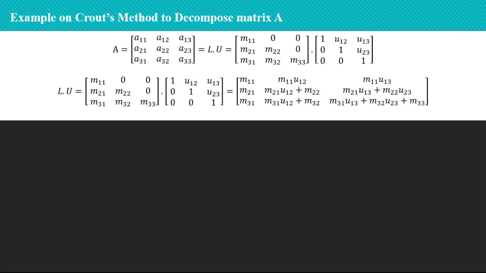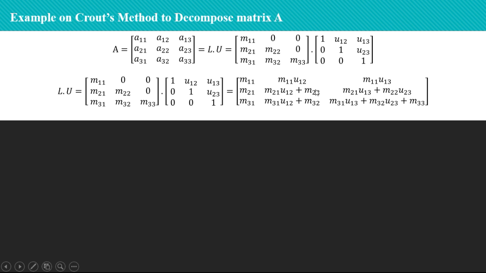In the Crout's method, as we have defined, in the upper triangular matrix the main diagonal will be 1, and after multiplying these lower and upper triangular matrix, we will get this resultant matrix. So, by comparing the Doolittle method and the Crout's method, in the Doolittle method, the first row of the resultant matrix represents the first row of the upper triangular matrix, and in the Crout's method, the first column of the resultant matrix represents the first column of the lower triangular matrix.